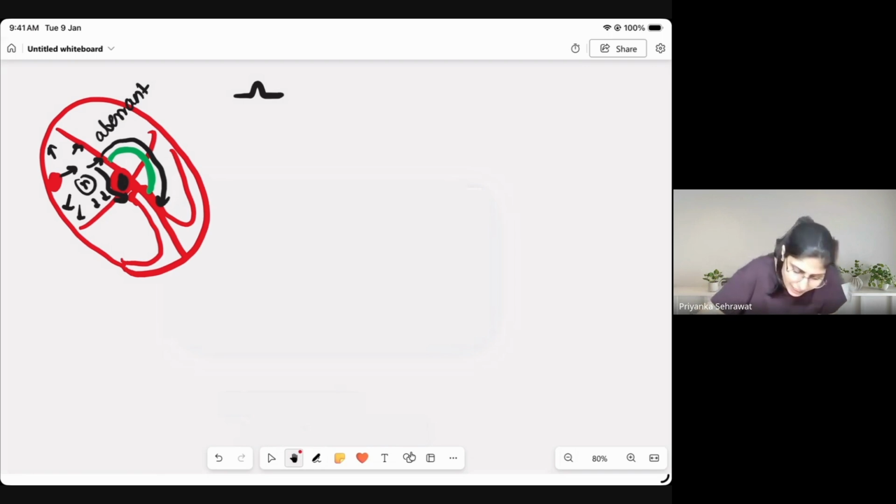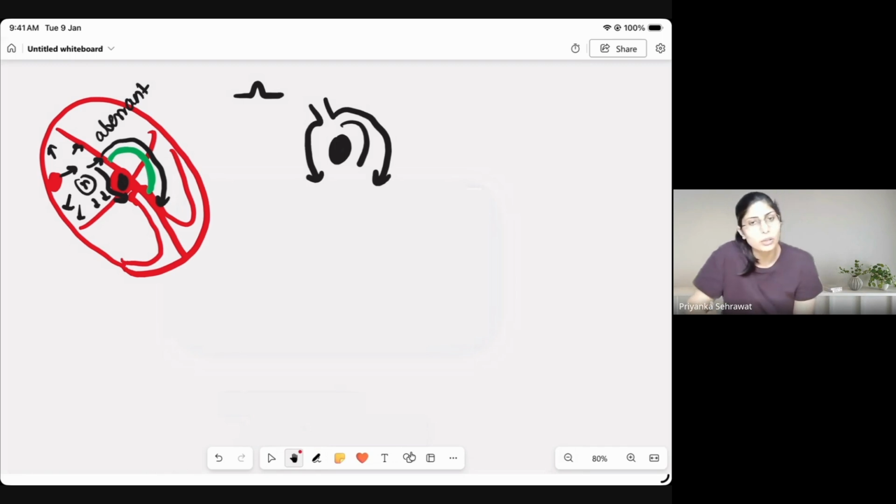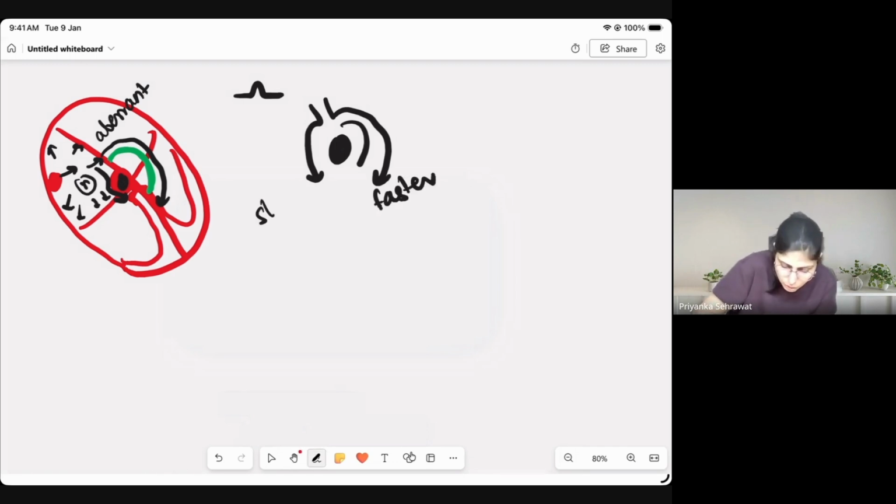When that happens, if this is the AV node, this is the bundle of Kent, and this is the current coming from the atria. Some current is coming around the AV node or through the AV node. Some current is coming through the bundle of Kent. This current is a faster current. This is a slow current.